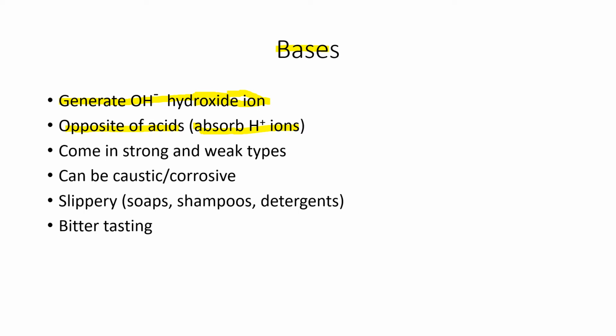Just like acids came in strong and weak varieties, our bases are going to come in strong and weak varieties as well. Bases can also be caustic and corrosive. You're probably most familiar with bases in terms of their physical property of being slippery. Most of your things that are basic have that slippery or slick feel to them. Things like soaps, shampoos, detergents, cleansing agents that have that slippery feel are slippery because of the bases in them.